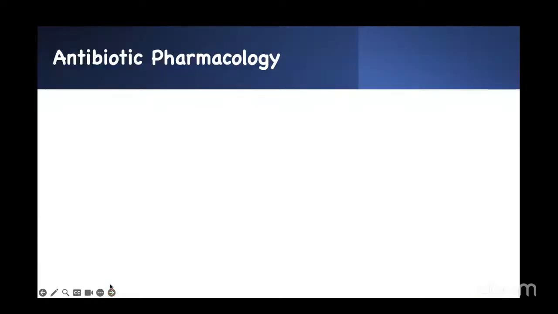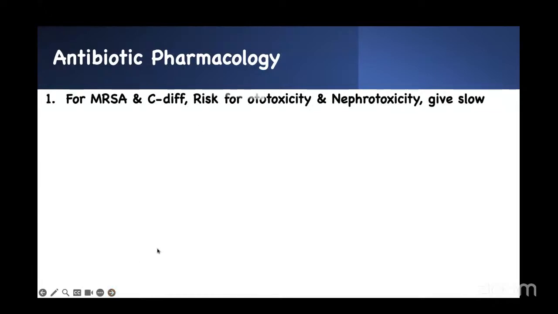So the first thing is, antibiotics are very important. And so the first information I give you is this medication. You can use it for MRSA, right? And C. diff, but it can cause ototoxicity and nephrotoxicity, right? You have to give it slowly as much as possible. If you give it too fast, you are in trouble. This is the only thing you need to know about this particular antibiotic.